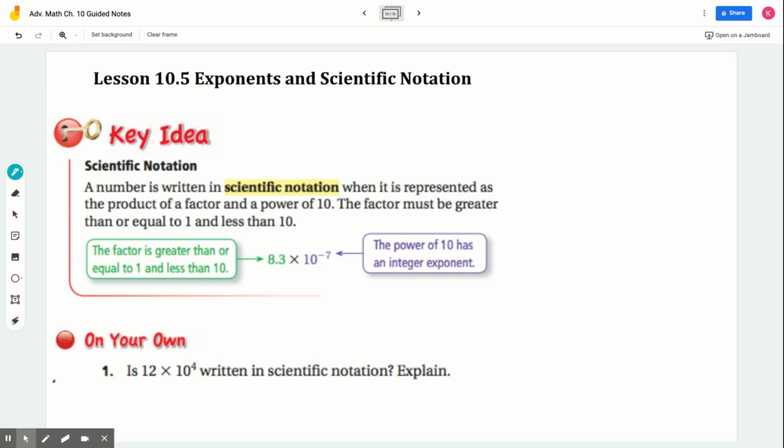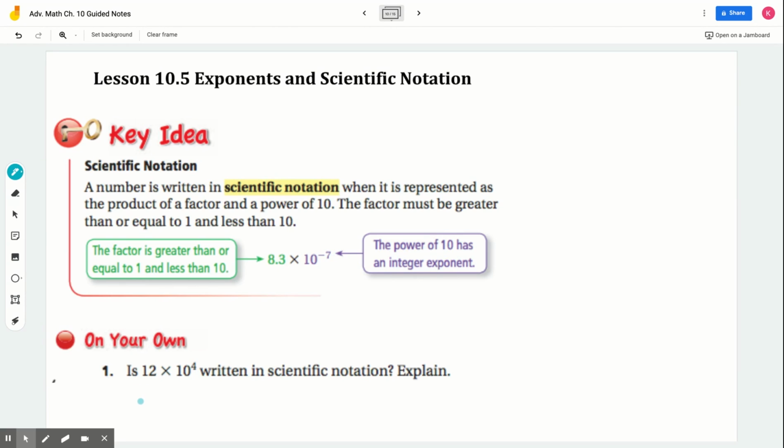Today's lesson is 10.5 Exponents in Scientific Notation for Advanced Math. A number is written in scientific notation when it is represented as the product of a factor and a power of 10. The factor must be greater than or equal to 1 and less than 10. Here you can see the factor in green has to be greater than or equal to 1 and less than 10, and the power of 10 has an integer exponent, so a negative or positive number.